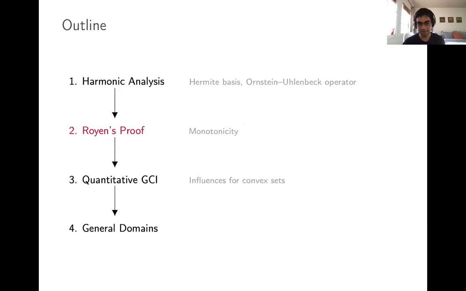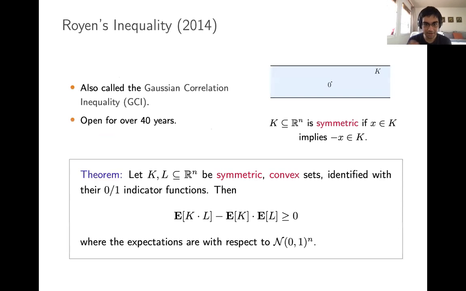So let's move on to Royen's proof. In case you've forgotten, what Royen showed is that any two symmetric convex sets are non-negatively correlated under the Gaussian distribution. And what we're going to do is express each of these terms in this correlation, the expectation of K times L and the expectation of K times the expectation of L, in terms of an inner product of a noisy version of K and L at different noise rates.